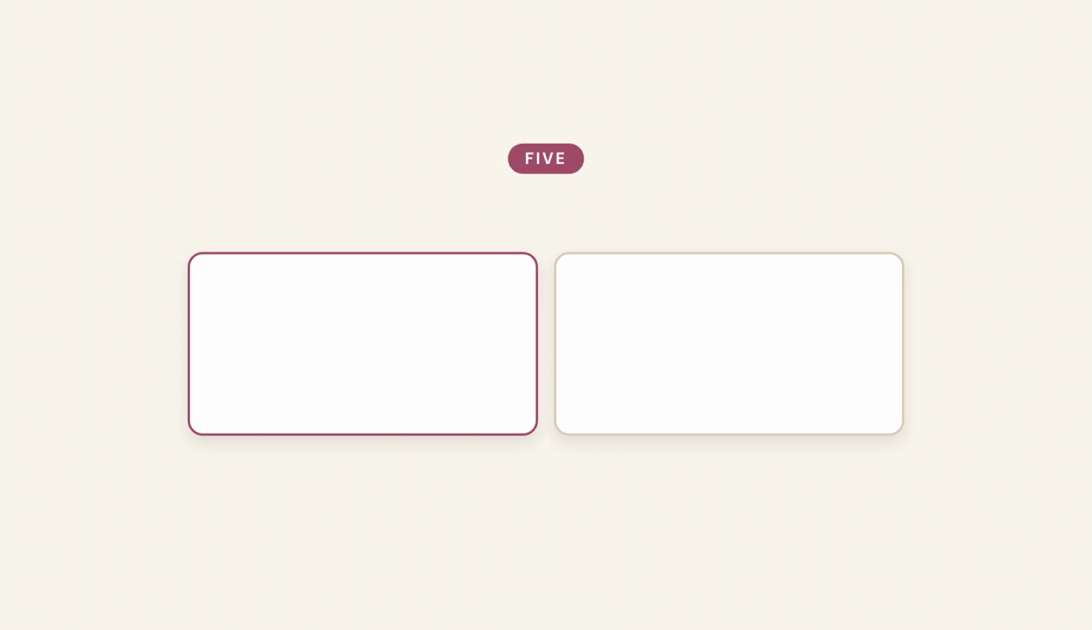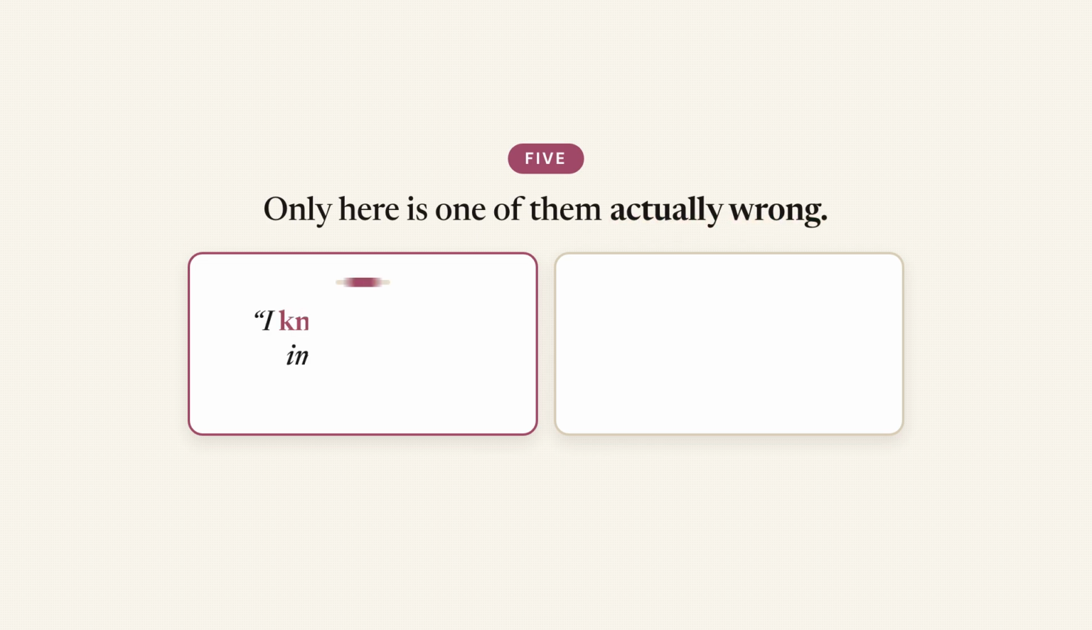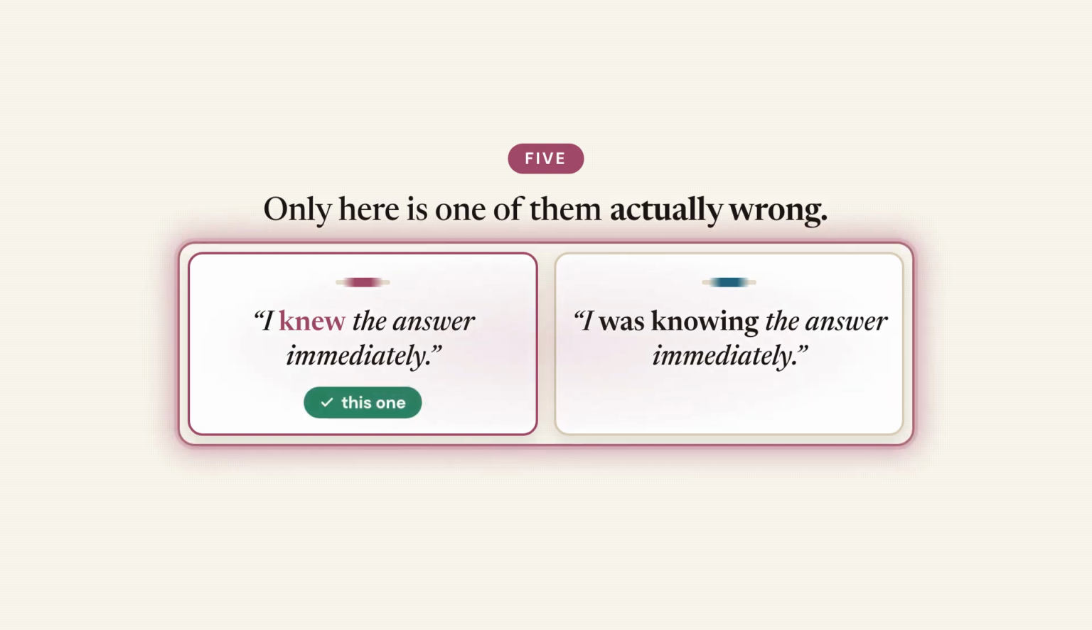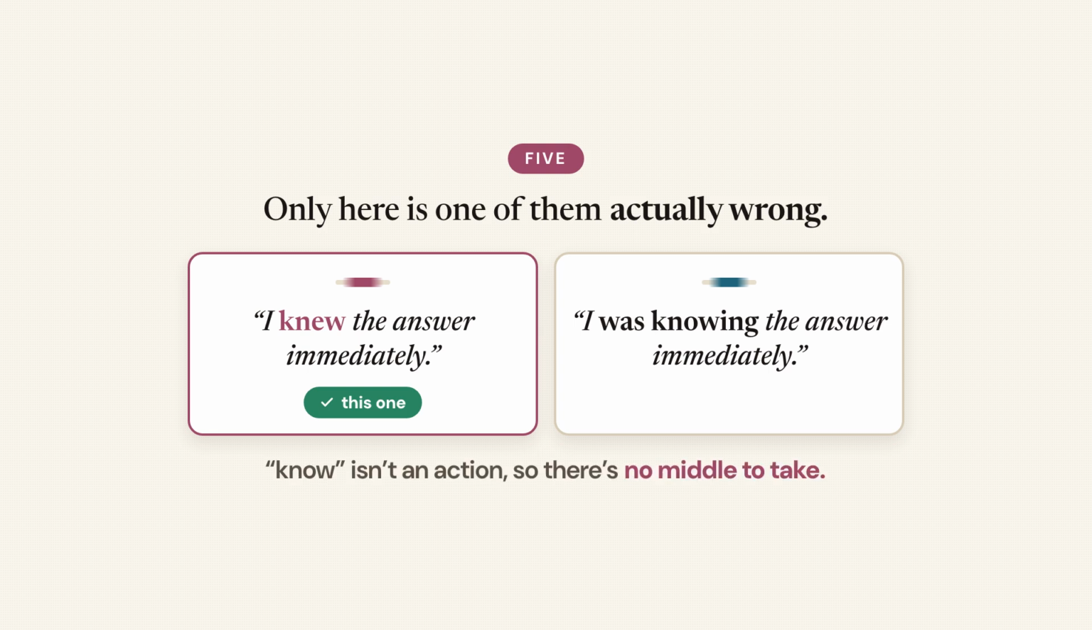5. Quick one, and this is the only time in this whole video where one of them is actually wrong. "I knew the answer immediately," or "I was knowing the answer immediately." I knew. Know isn't an action, so there's no middle to take. Never "was knowing."